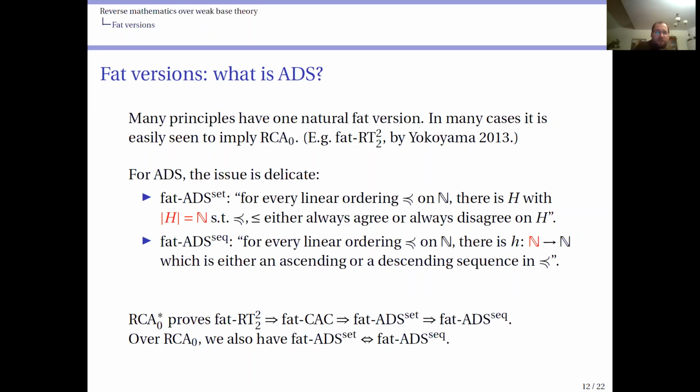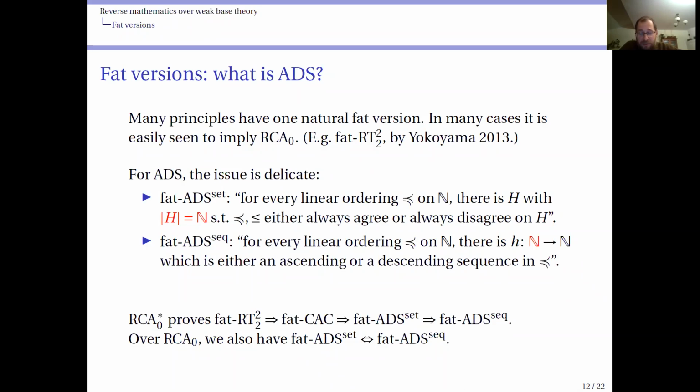Another, which we call the sequence version, says that you've got an ascending or descending sequence in the natural sense. So for every linear ordering, there's a map from the full natural numbers into the domain of the ordering, which happens to be the natural numbers as well, which is an ascending or a descending sequence in the natural sense. I mean strictly ascending or strictly descending. So you want this map, the sequence, to be an injection. You don't repeat elements because that would be cheating. That would no longer give you a fat principle. So these are two pretty natural formulations.